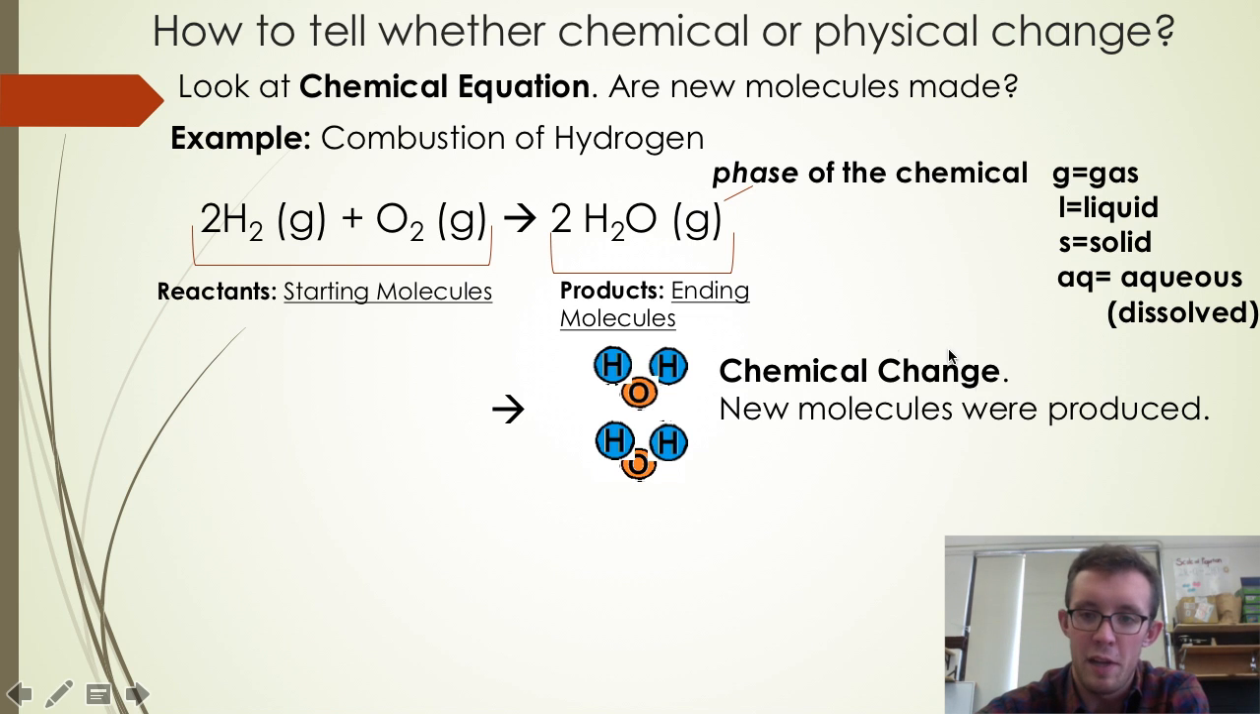So this would be an example of a chemical change because new molecules were produced. We started out with diatomic hydrogen and diatomic oxygen. We ended up with water molecules.